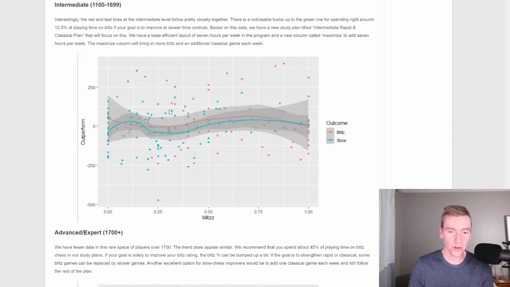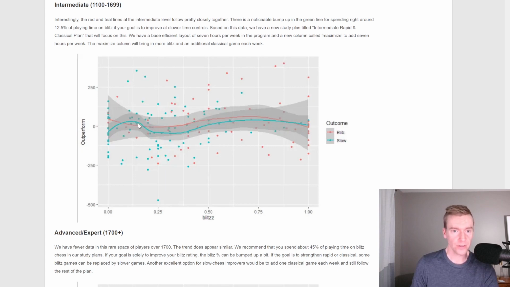And I think there's a noticeable bump for players that want to improve at slow chess, which is a lot of intermediates I find, right around this 12.5% mark. So 12.5% of your total time being spent on blitz. And I think if your goal is to improve at blitz, again, you could bump this all the way up to maybe the 50% mark. Spend half of your time playing blitz if you want to get better at fast chess.